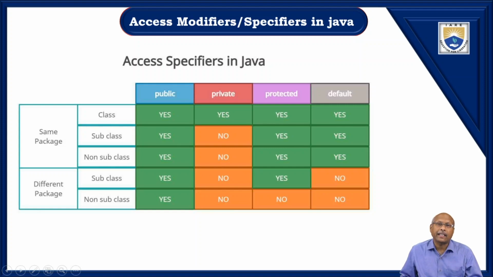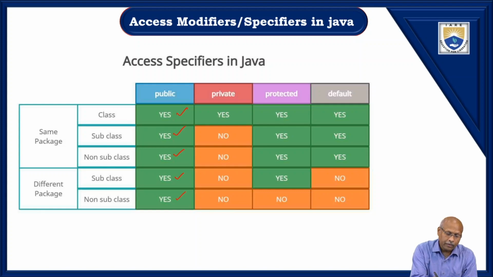So if it is public data, you can access it in the class. Public items can be accessed in the class. Similarly, public items can be accessed in the subclass. Public items can be accessed in the non-subclass. So if it is public, you can access it in the subclass also. If the data of your class is public, then you can access it in the non-subclass.